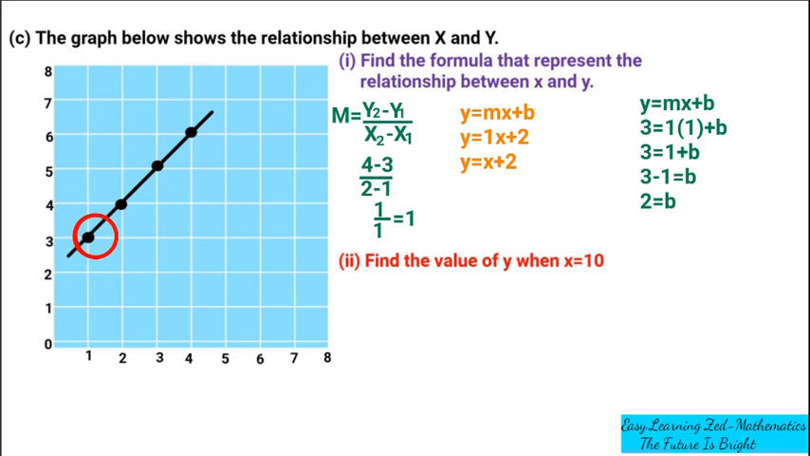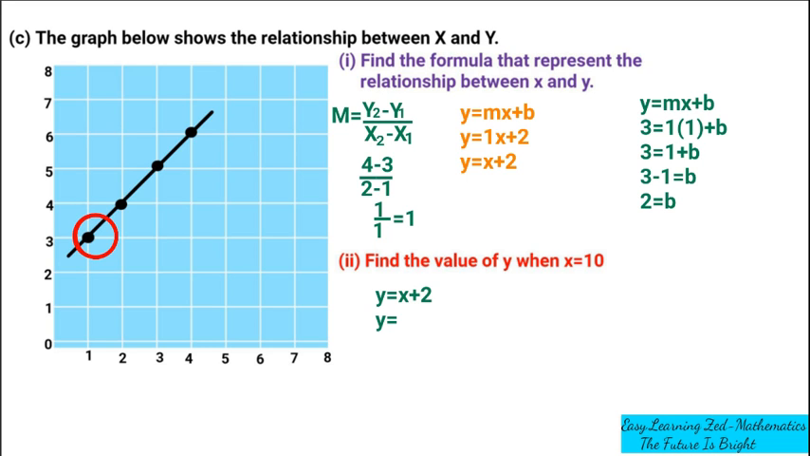Okay, now the next thing we're going to do is go to question C2, which is find the value of y when x is equal to 10. We're going to get the same formula we've formulated, which is y is equal to x plus 2. Where there is x, we're going to put the value, because x is given, which is 10. So y is equal to 10 plus 2.